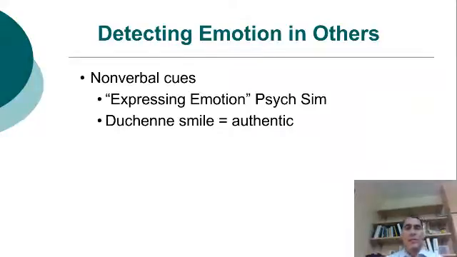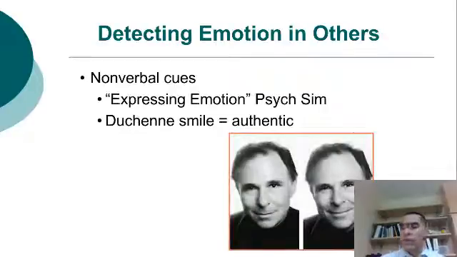Now we look at detecting emotion in others, and this is some things that we're going to notice here in Module 42. One of the big things, of course, is some nonverbal cues. Okay, and we're going to do some work with this here in our psych sim entitled Expressing Emotion. And one of the interesting things that this point gets into is the idea of the Duchenne smile, which is named after a famous researcher here who did some work looking at the elements of facial expressions, and in particular, which smile was authentic and which smiles are not.